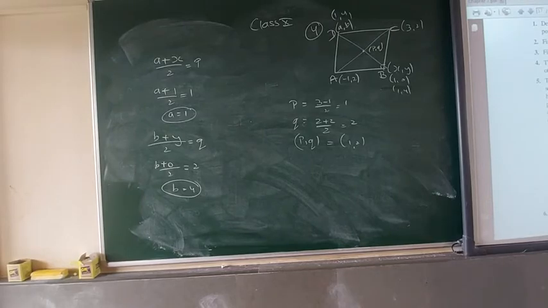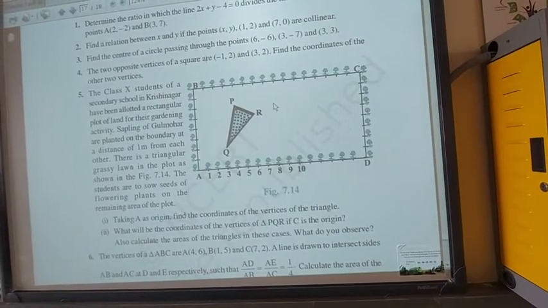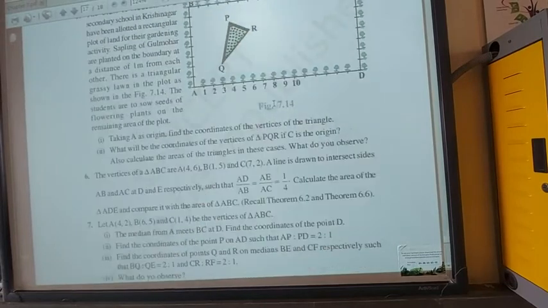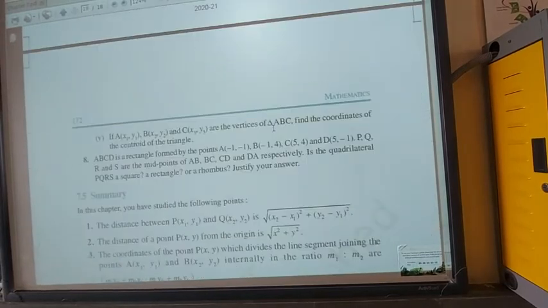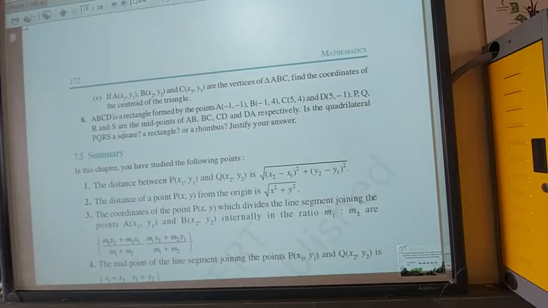Now we move to the next one. Question number 4 we finished, 5th no need to do, 6th no need to do, 7th we already discussed. You have to do it as your homework. And now the 8th one. What is the 8th one?